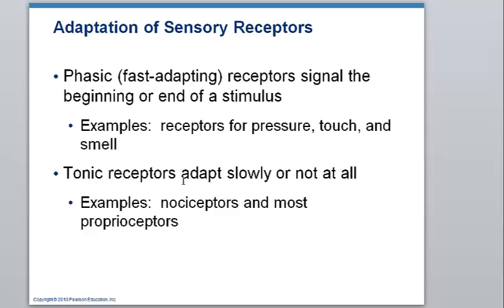The slow adapting will be your proprioceptors. Like, for example, you take up yoga, right? It takes a long time for your joints to move the way they do when you're doing yoga moves, right? But eventually it does adapt. That's your tonic receptors, proprioceptors, right?